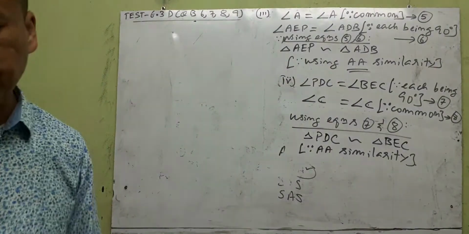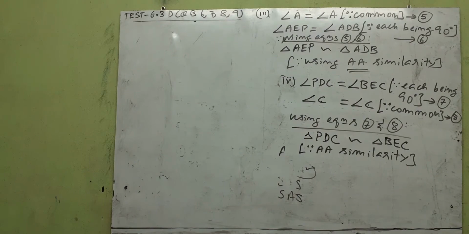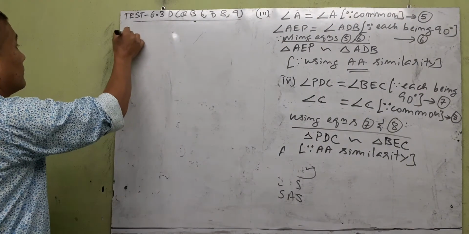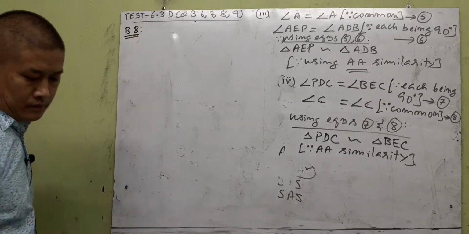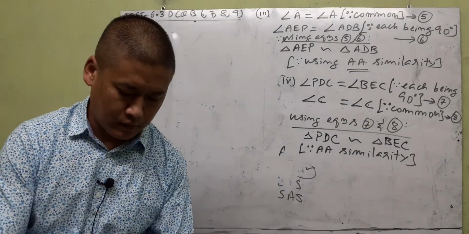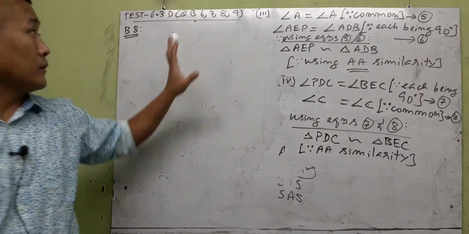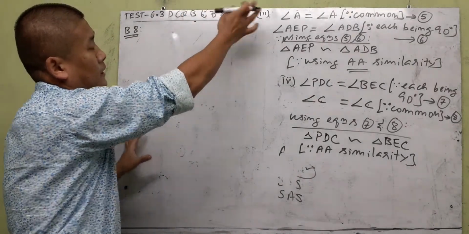So B8 is, let me read the question for us. Okay, so maybe we can continue the next two questions in the next class. We've done 6 and 7 here; 8 and 9 in the next class.